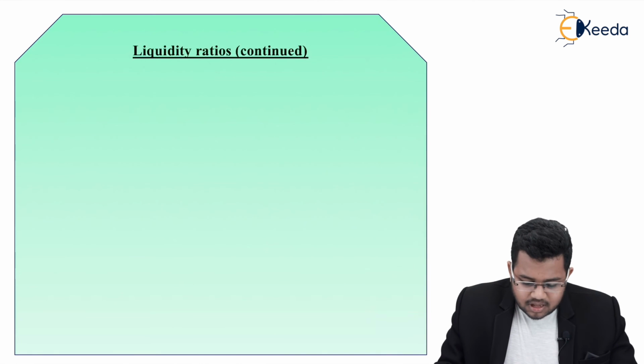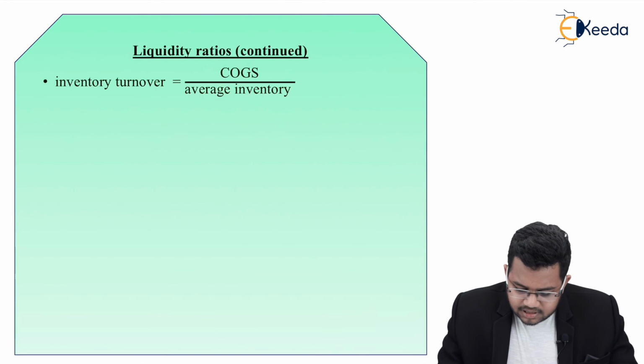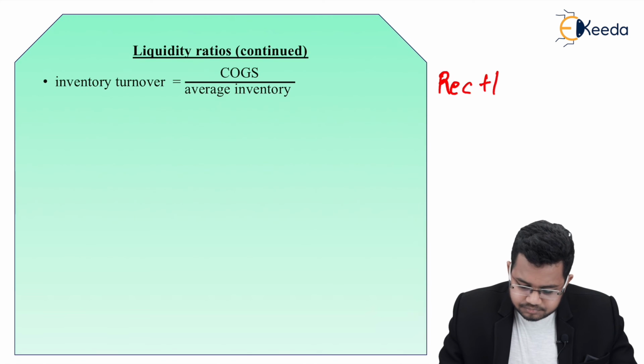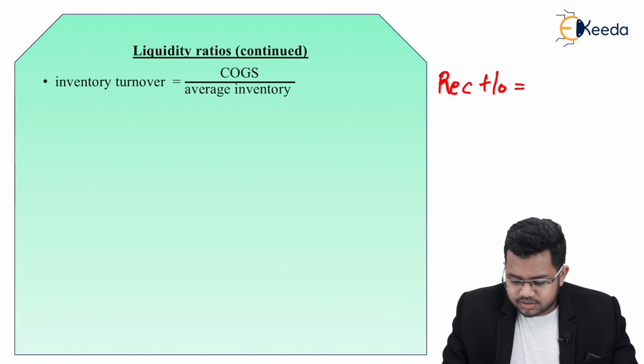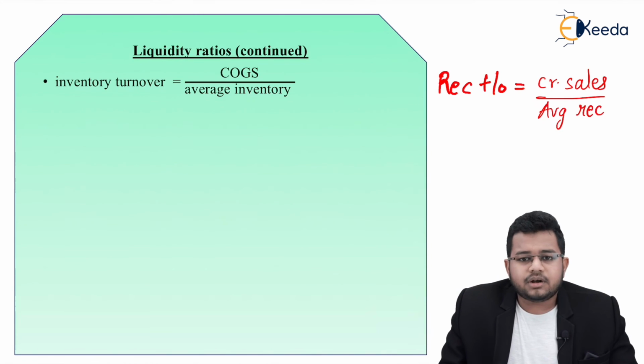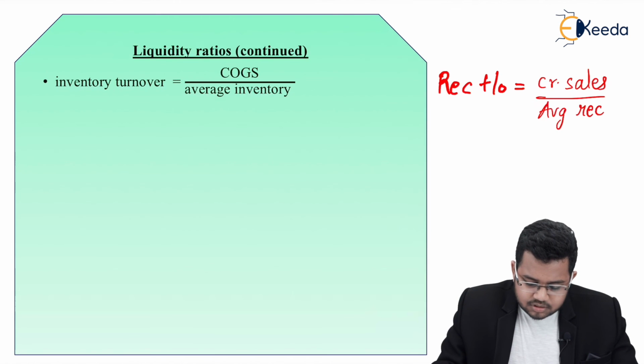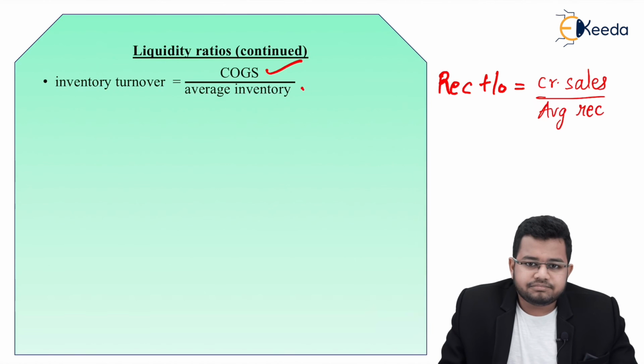Last liquidity ratios are regarding inventory. If you remember, receivable turnover was credit sales upon average receivables. Similarly, payable turnover was credit purchase upon average payable. Now inventory turnover is cost of goods sold divided by average inventory. So what is cost of goods sold?